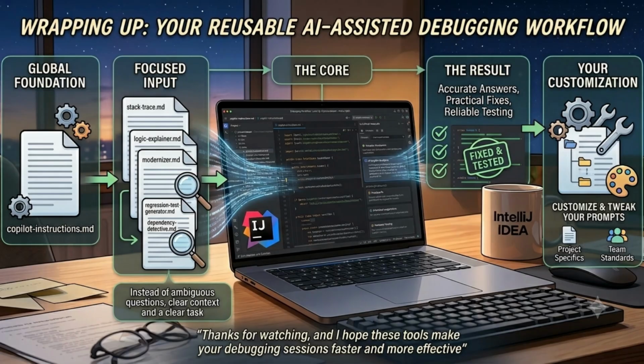Congratulations on wrapping up this section. We started with a global Copilot instructions file, then added focused prompt files. Together, they create a reusable AI-assisted debugging workflow inside IntelliJ IDEA. Instead of asking Copilot ambiguous questions, you now give it clear context and a clear task. That makes the answers more accurate, the fixes more practical, and the testing more reliable. Thanks for watching, and I hope that these tools make your debugging sessions faster and more effective.